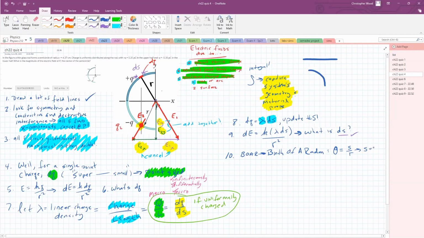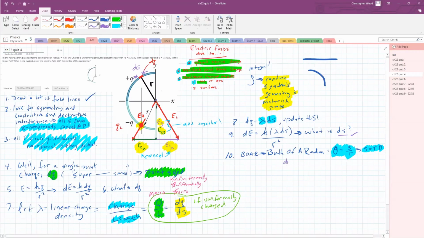You've seen S equals R theta many times. You know S equals R theta. And just in case you don't know, go ask your instructor or Google, what is a radian? A radian is S over R. So anyway, you're getting S equals R theta, but I want to differentialize it.